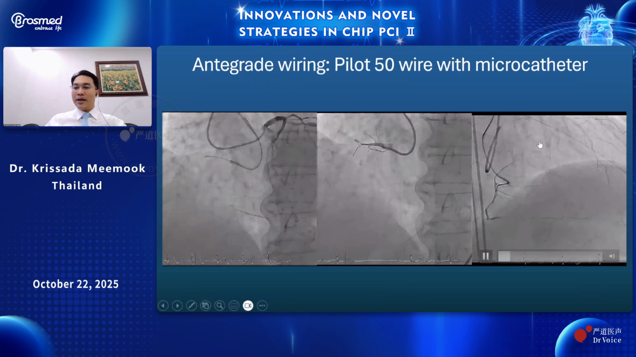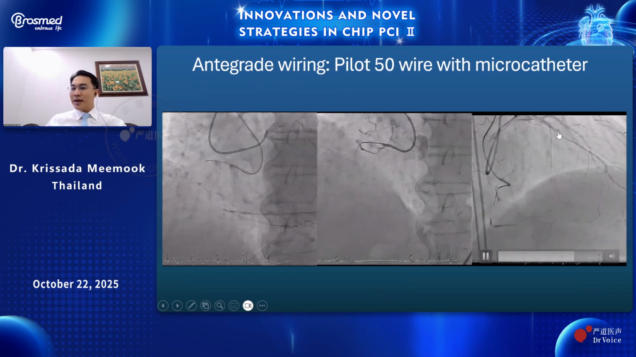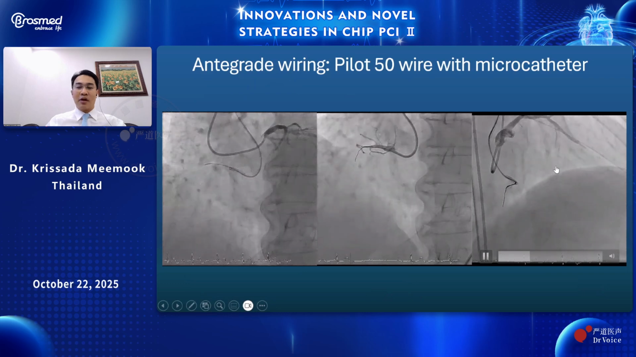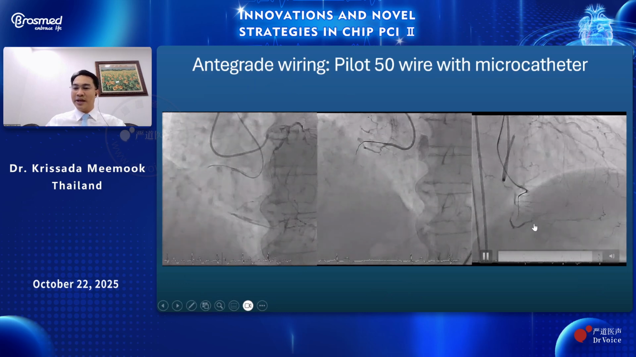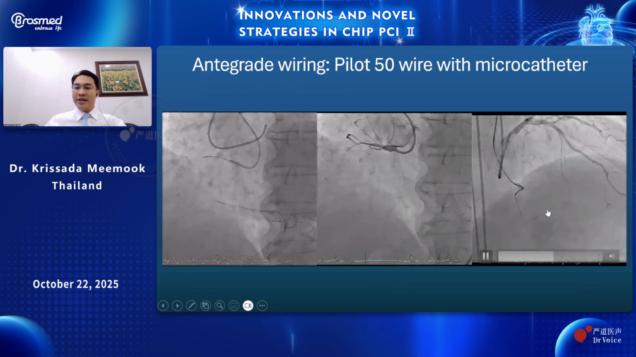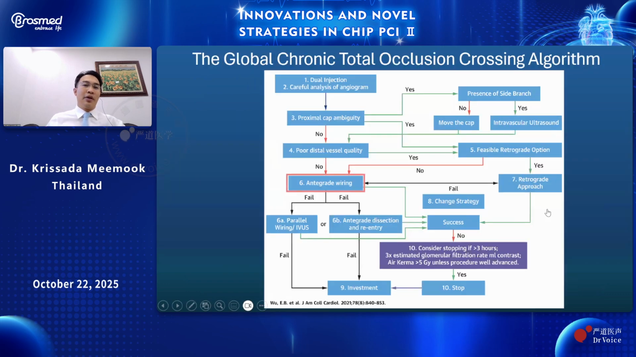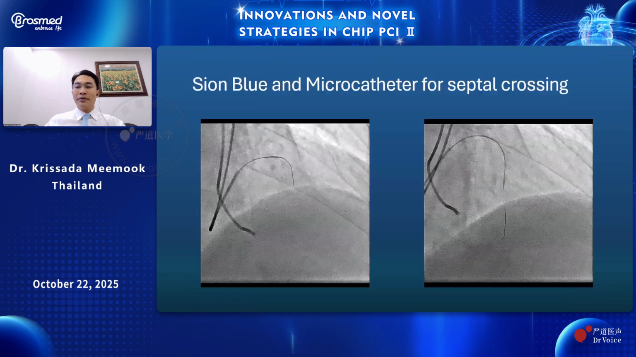But if you look at the left system, you can see very good septal collateral from the mid RCA to the mid LAD to the RCA right here. So if you look at the global CTO crossing algorithm, in a patient with failed antegrade wiring, if we have a very good retrograde option, we should move to the retrograde approach.